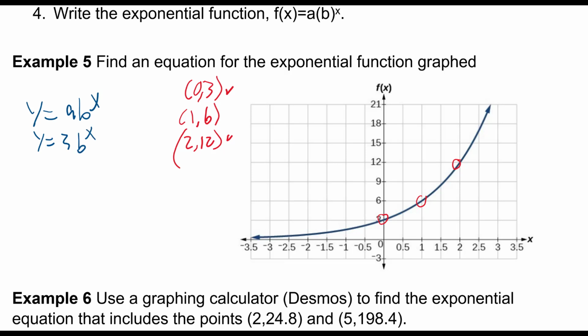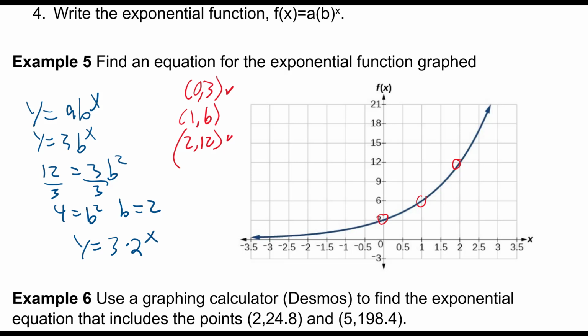And we could plug in the 2, 12, so 12 equals 3 times b to the 2 power, and divided by 3, we have 4 equals b squared, and that's kind of nice because then b is just 2. And we have y equals 3 times 2 to the x power. It was kind of a nice one. Worked out really well. So let's go on to our next one.